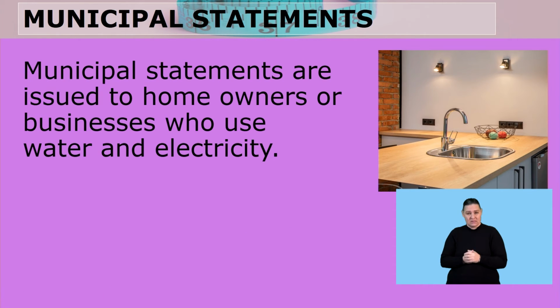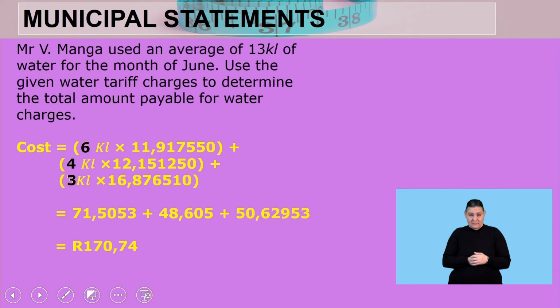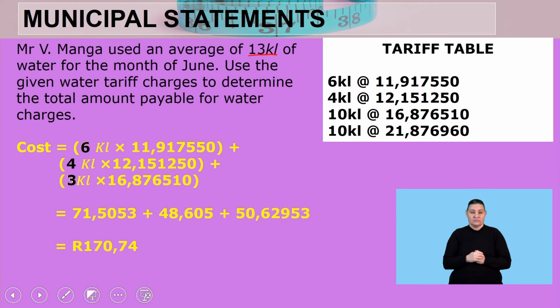All right, now, municipal statements. Municipal statements are issued to homeowners or businesses who use water and electricity. Mr. V. Manga used an average of 23 kiloliters of water for the month of June. Use the given water tariff charges to determine the total amount payable for water.